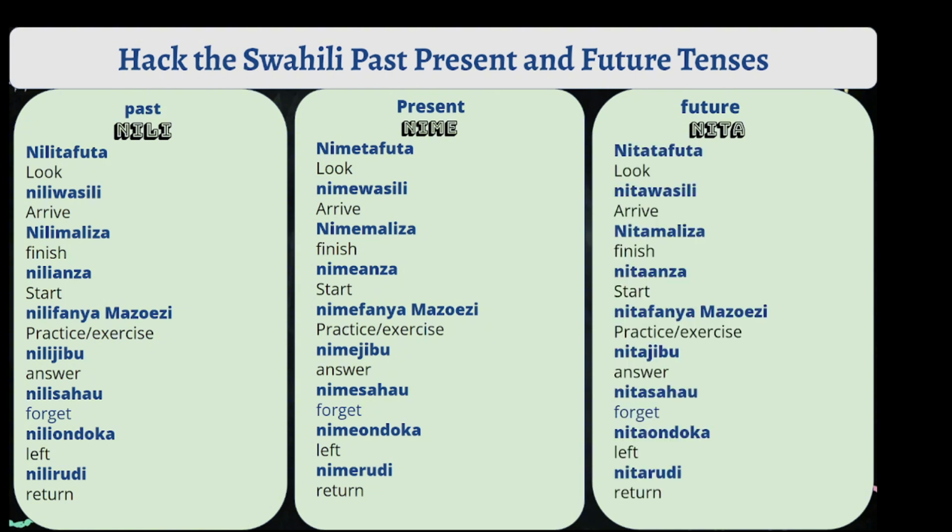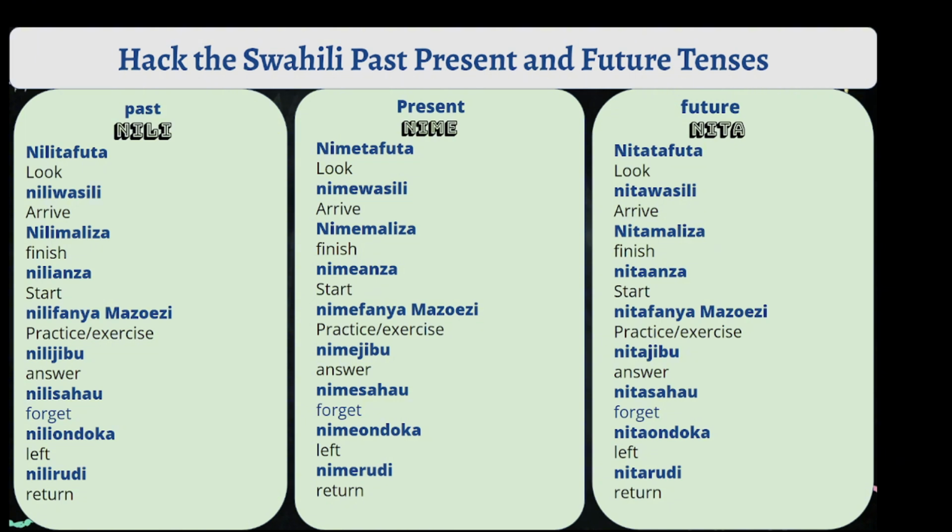So you can plug in the future verbs the same way. Just go with nita. So pretty much you're removing nime if you're in the present and putting nita. So let's say I will finish. Let's say your little kid comes in and they haven't finished their homework, and you ask them, are you going to finish your homework? I will finish, they say. Nitamaliza. Nitamaliza, mama.